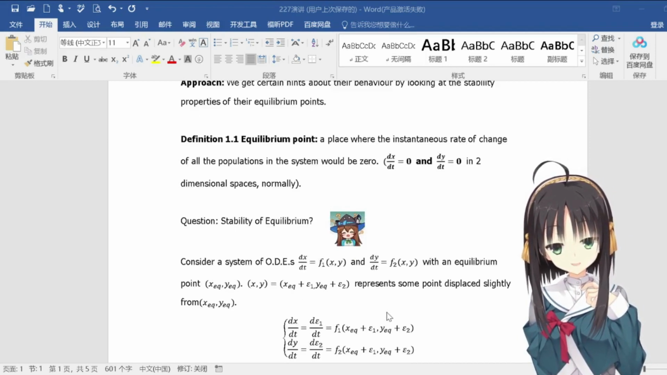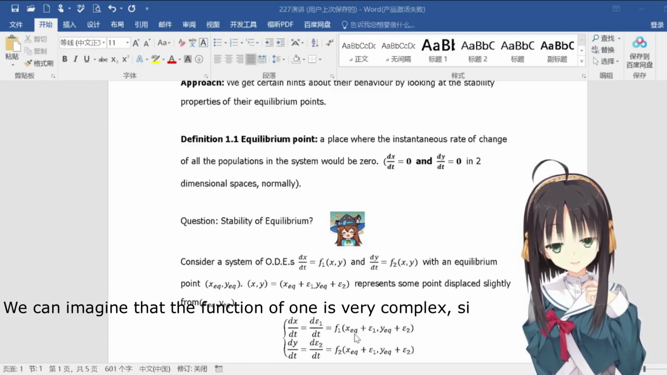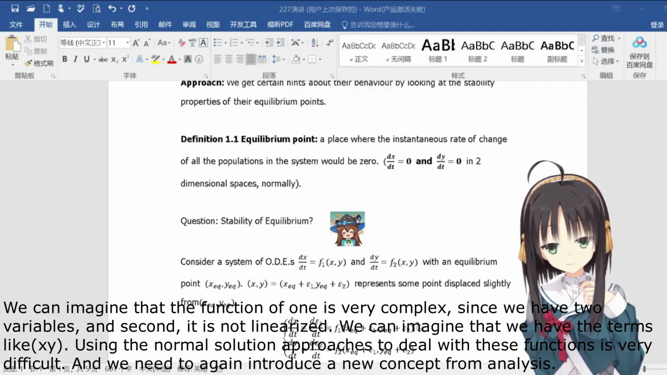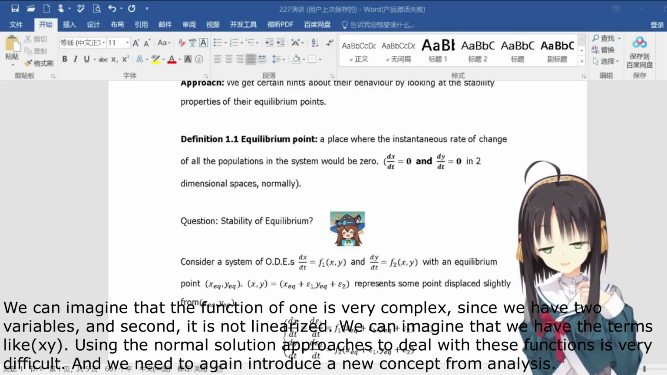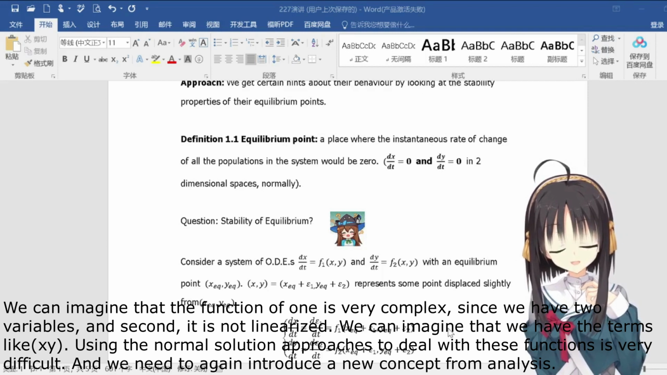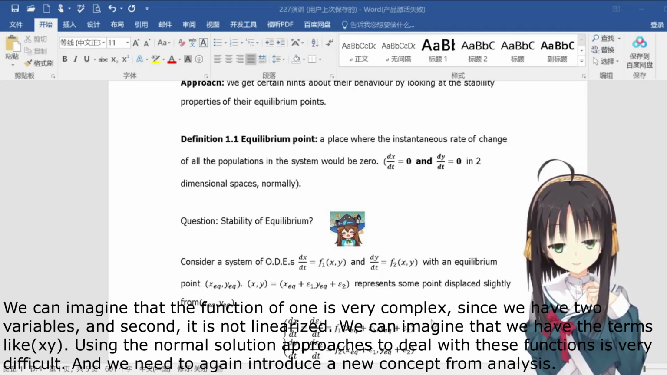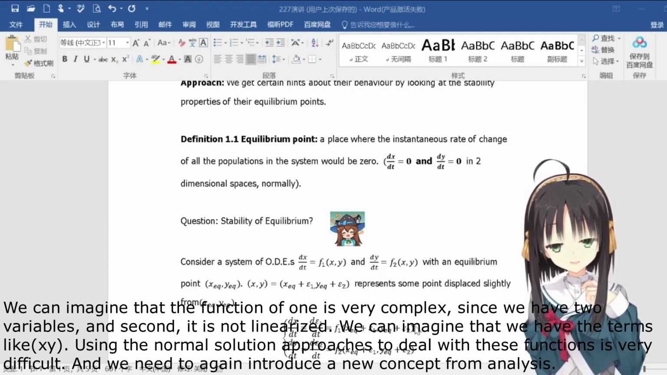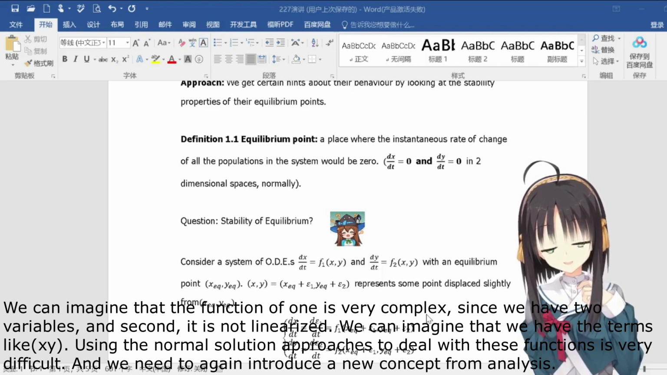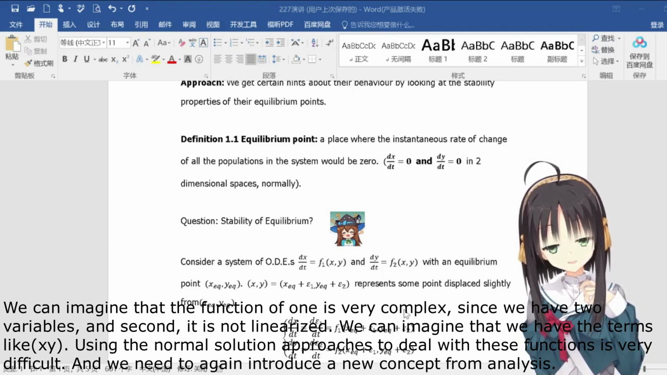Looking at the functions given, we can imagine that the function f1 is very complex, since first we have two variables, and second, it is not linearized. We can imagine that we have terms like x, xy, right?